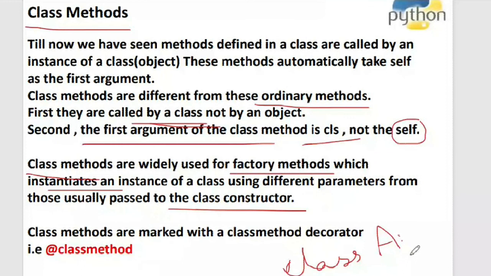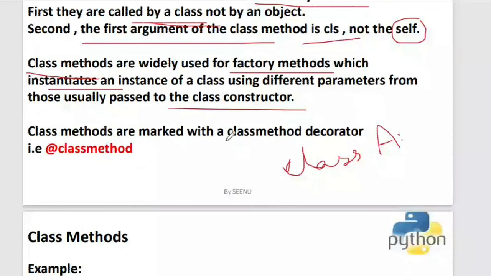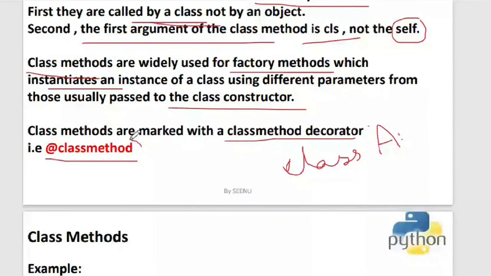So what is a decorator? It means that at the rate class method. So you definitely have to write this before the class method. Before the class method, you have to give an indication that it is a class method by giving the class method decorator. And what is a class method decorator? It is at the rate class method.